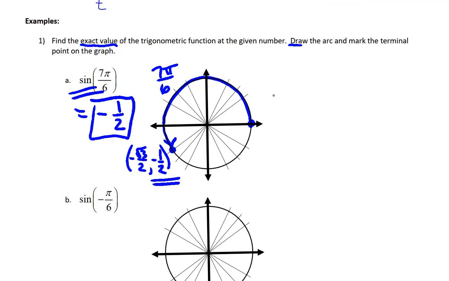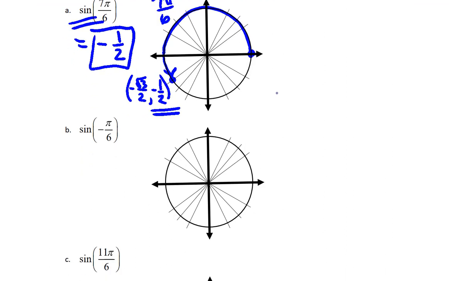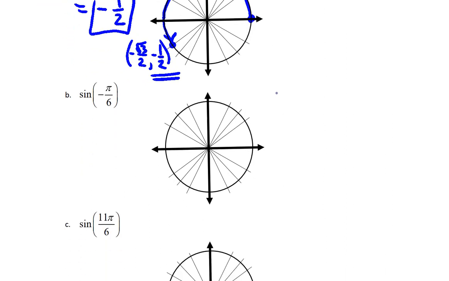And notice in the process, drawing it actually helps because then we can remember exactly where the terminal point is. And we were asked to draw the arc and the terminal point just like this. Let's move on to the next one, which says, what is the sine of negative pi over 6?